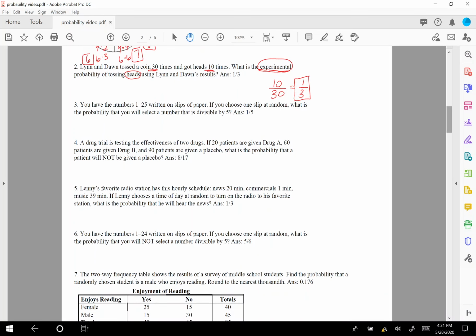And if you want to know more about the difference between experimental and theoretical probability, then you should check out the video on the extension activity that we have.